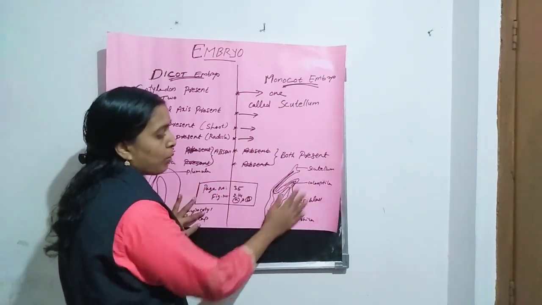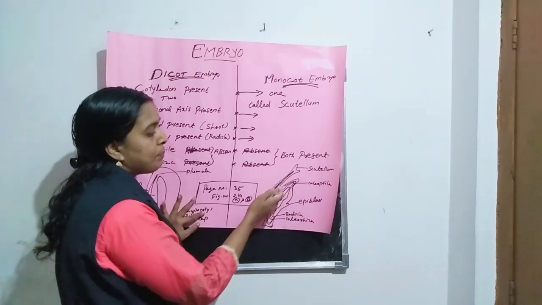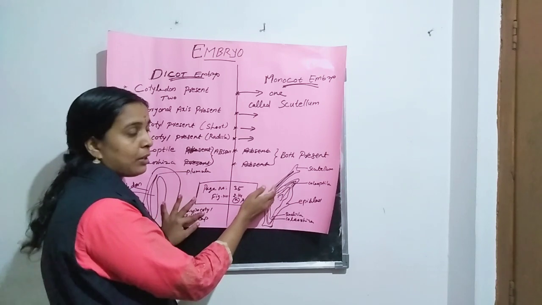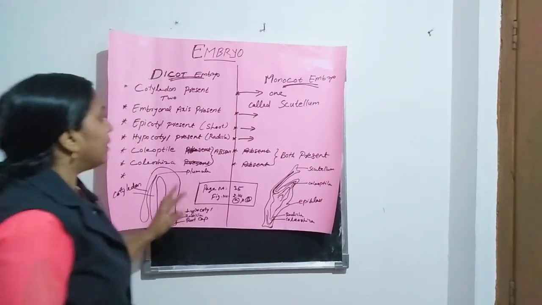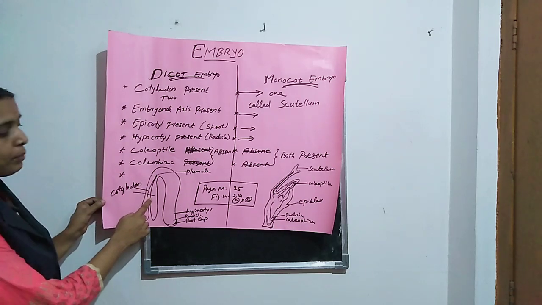Here is the diagram of monocot embryo. This is the scutellum. It is situated at the lateral side, a side of the embryonal axis. Then here, two cotyledons present in dicot embryo.